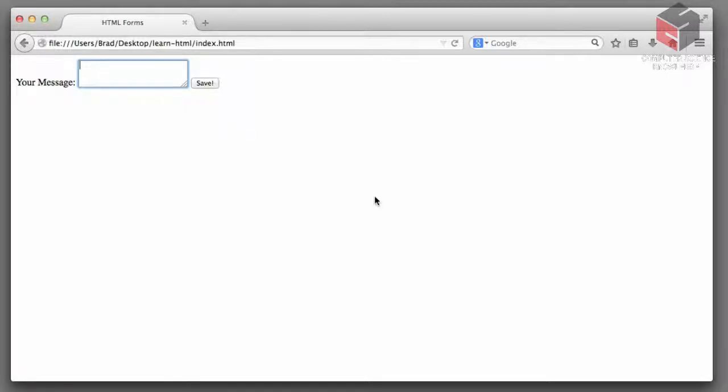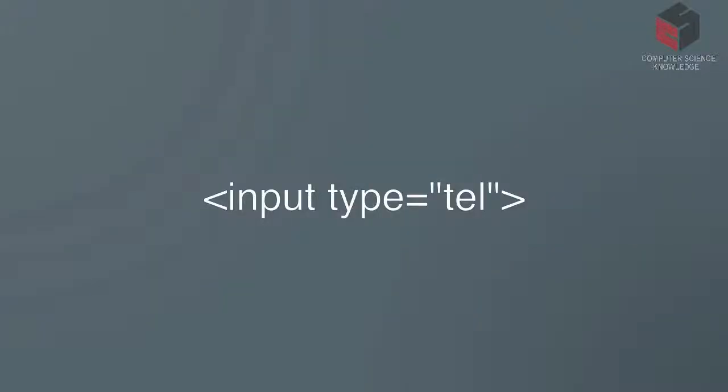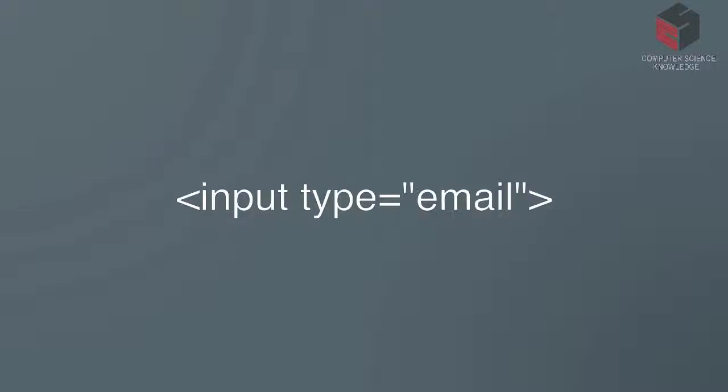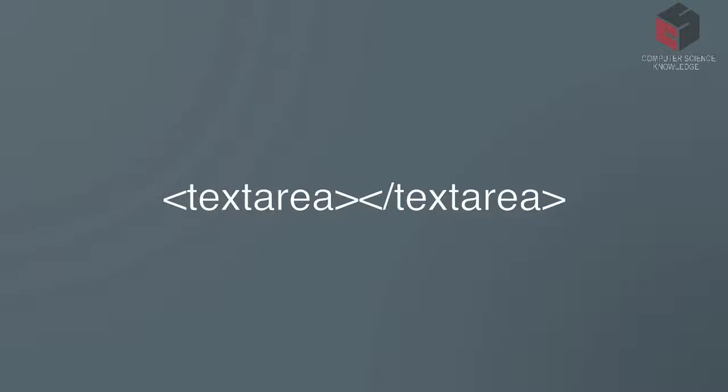And that will conclude this particular lesson. Let's review what we've learned. We learned that there are different input types for receiving different types of data. So if we're receiving a telephone number, we should use a special type for that. If we're receiving an email address, we should use a special type for that. And finally, we learned that when we want to receive multiple lines of text, we can use the textarea element.